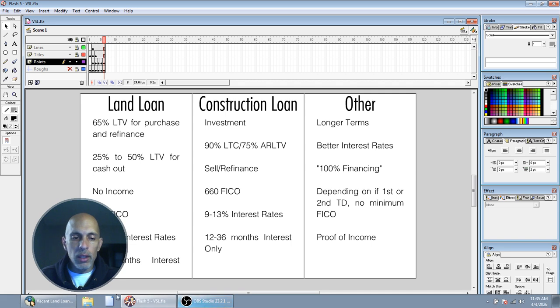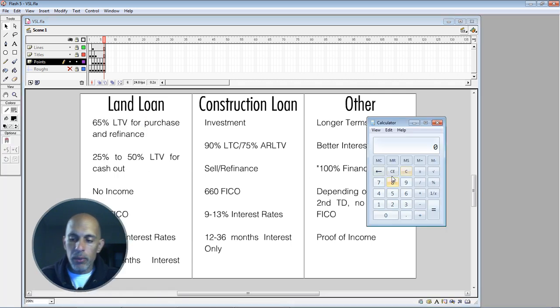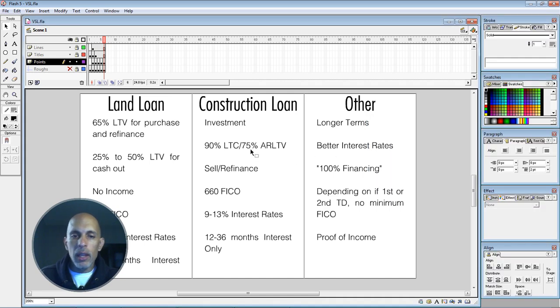So using the $1 million example, if we were to go 1 million divided by 0.75, that tells us that it has to have an after repair value or a finished value of 1.33 million at minimum in order to get the full $900,000 loan amount. Anything less than that, and you're only getting 75% of the after repair value. So let's say it costs $1 million, the after repair value is $1 million, and that means your maximum loan amount is going to be $750,000.